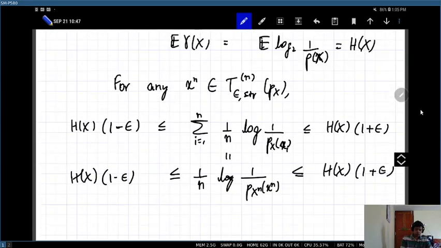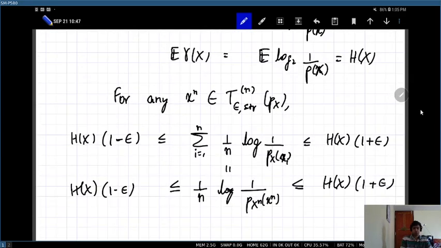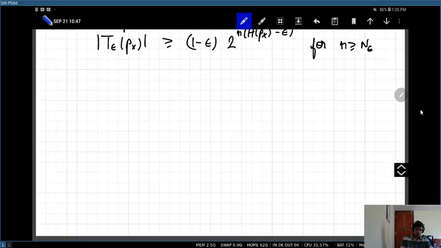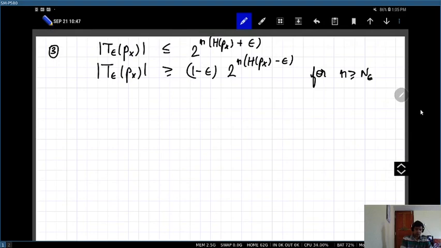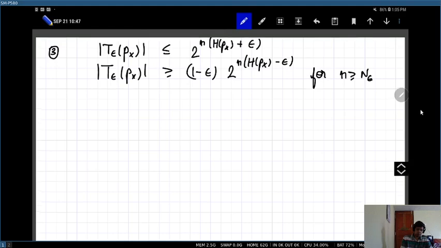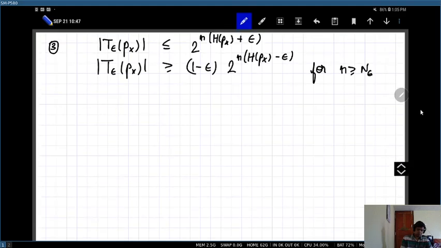Okay, so now we have this nice property, and we've seen the connection between strongly typical and weakly typical sets. We should now get a bound on the size of the strongly typical set. Okay, so this will complete one major part of the proof, and the trick to proving a result of this form is to observe that the probability that any sequence xn is in the strongly typical set.